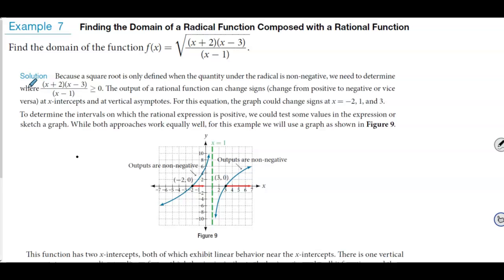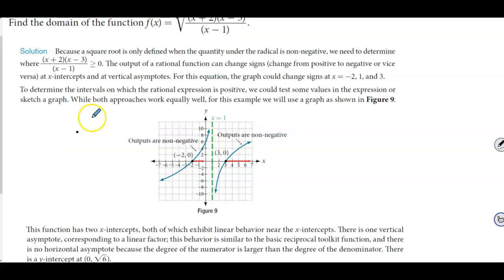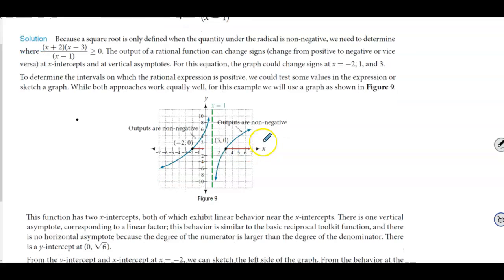Now, the output of a rational function can change signs, from positive to negative or vice versa, at x-intercepts and at vertical asymptotes. For this equation, the graph could change signs at x equal to negative 2, 1, and 3. To determine the intervals on which the rational expression is positive, we could test some values in the expression or sketch a graph. While both approaches work equally well, for this example we're going to use a graph as shown in figure 9.